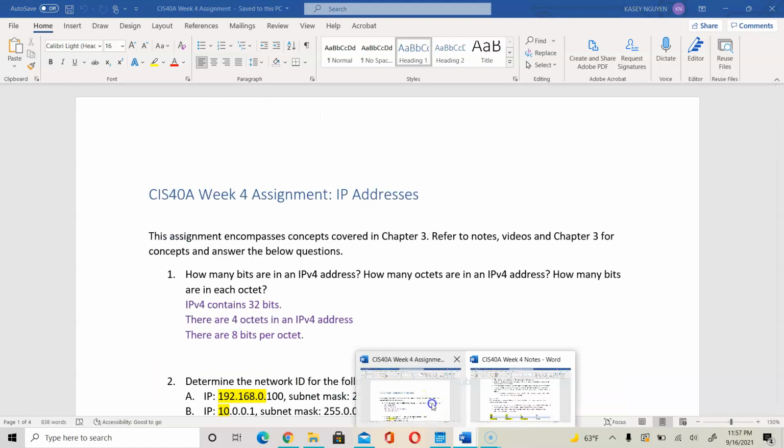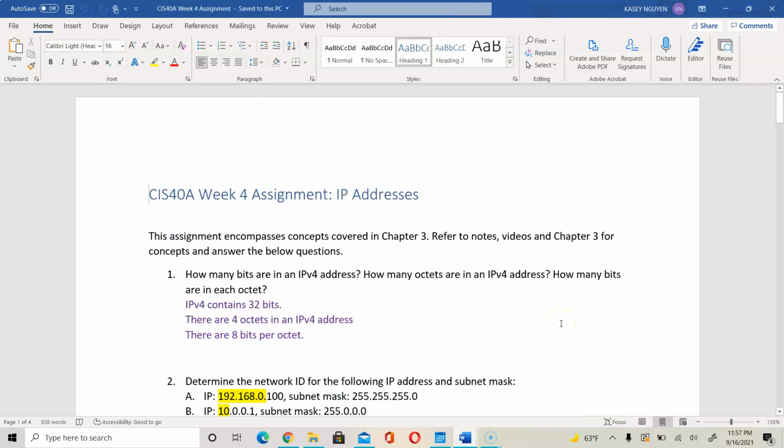Going to the assignment, the first question asks: how many bits are in an IP version 4 address? That will be 32 bits. How many octets are in IPv4? There are 4 octets in an IP version 4 address. And how many bits are in each octet? There are 8 bits. So when you have 4 octets and each octet is 8 bits, that gives you 32 bits for an IP version 4 address.